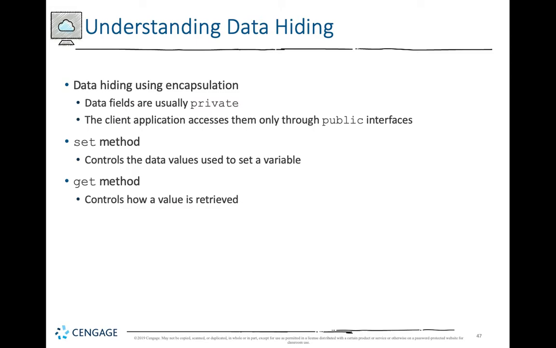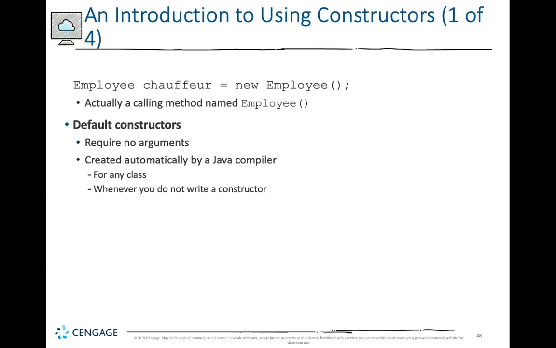All right. Data hiding using encapsulation. We've talked about this before. Data fields are usually private. We don't make them public. For client applications, we provide some type of interface. And again, you've got your setter and getter methods. The get method is your accessor. Your set method is your mutator. We'll go on here.